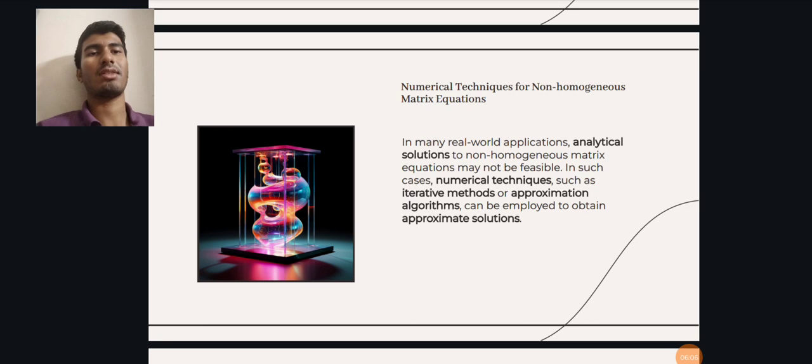Iterative methods can be used in real life, just like maps. Graphs can be used in plotting the color of different points of a graph. I think this non-homogeneous matrix can be used in that. Iterative methods or approximation algorithms can be employed to find approximate solutions of matrix equations.